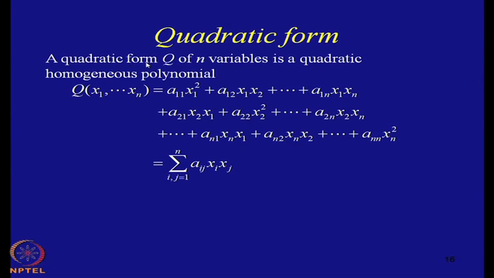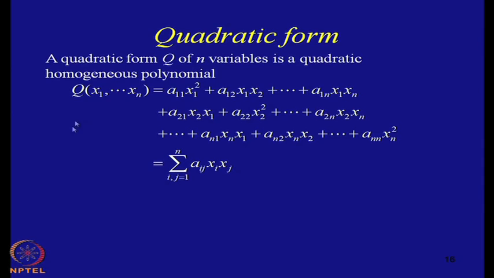If there are n number of variables, this is a polynomial of degree 2. How does the polynomial look? This is a quadratic homogeneous polynomial. The terms can be written as the summation of a_ij x_i x_j. Here q is equal to a11 x1 square plus a12 x1 x2, like that up to a1n x1 xn, and we will get all the terms from this summation notation. This is the quadratic polynomial for us.